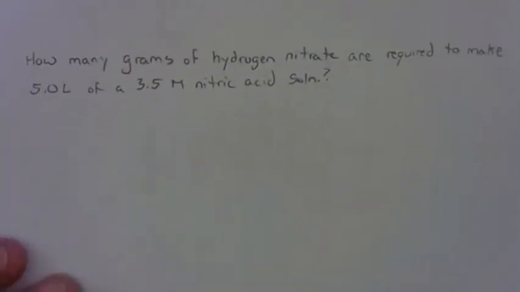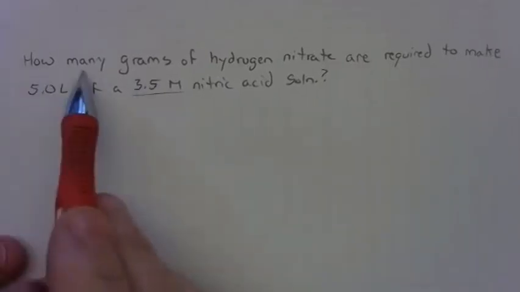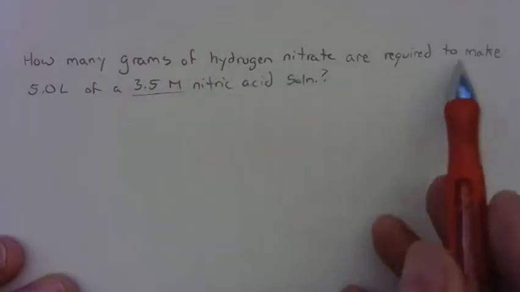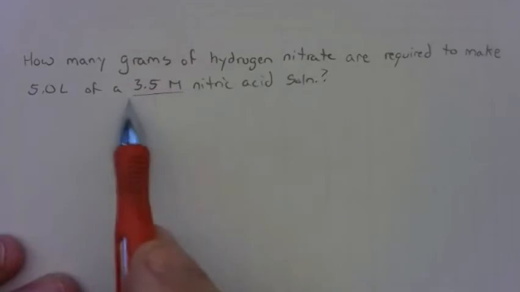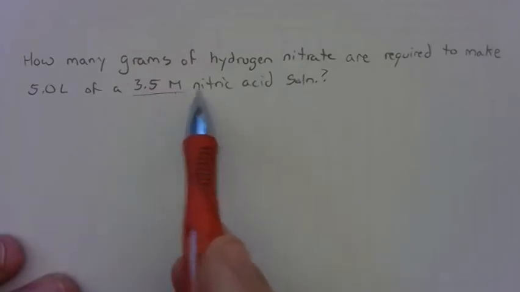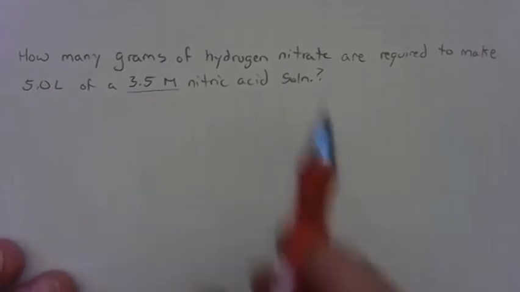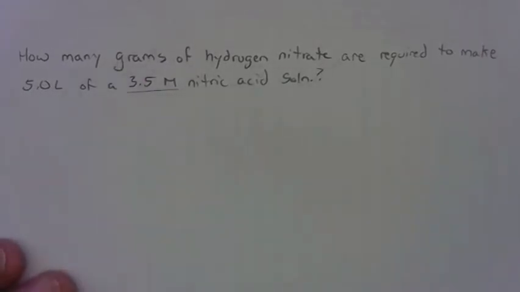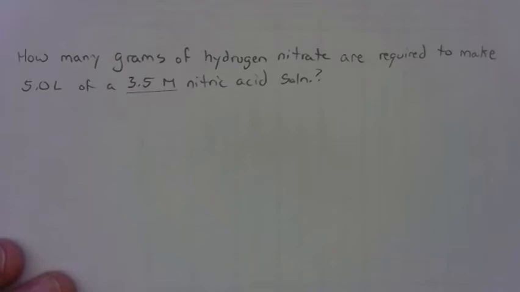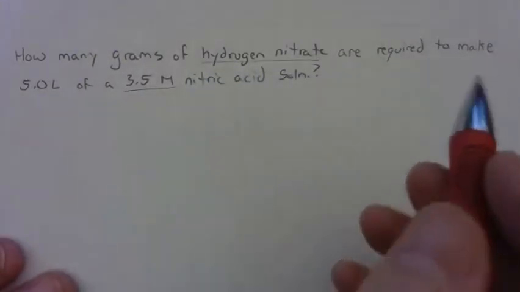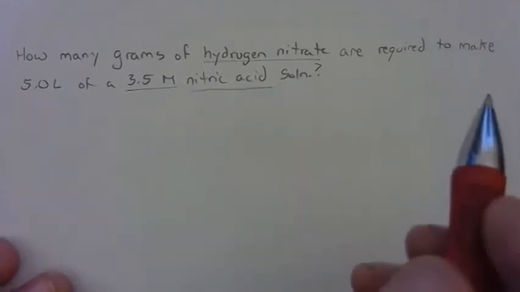Now, the second problem deals with molarity. This question is asking how many grams of hydrogen nitrate are required to make 5 liters of a 3.5 molar nitric acid solution. Well, the first step is, if you notice, nowhere on here does it give us the formula of this substance. We got to figure that out. Either we can use hydrogen nitrate or the fact that it's nitric acid.